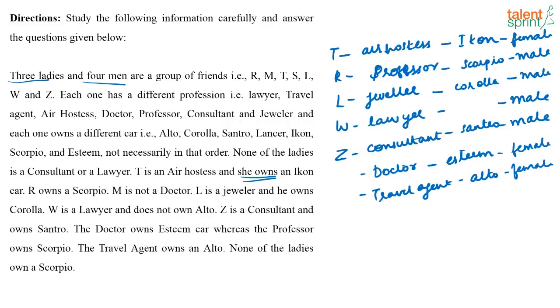Now what are we left with here? See, if you look at the cars that each of them own, I am only left with one person. Everybody else I have filled. So what is the lawyer owning? The lawyer definitely has to own the Lancer. Then they had mentioned one statement which I have not used, that is M is not a doctor. So this has to be M, and this has to be S. This is the final arrangement.